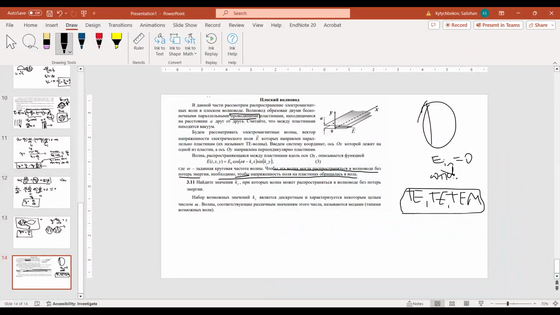That is, the electromagnetic wave is confined here, and it's propagating. Beyond this, electric fields are zero. Sure, that's the condition given. Now let's solve. Find the values of ky for which the wave can propagate in the waveguide without energy loss. ky.